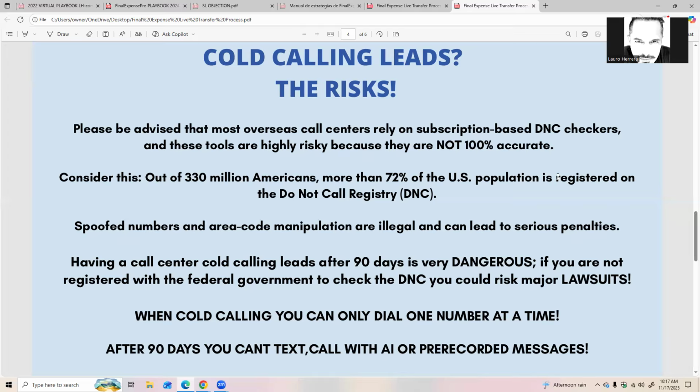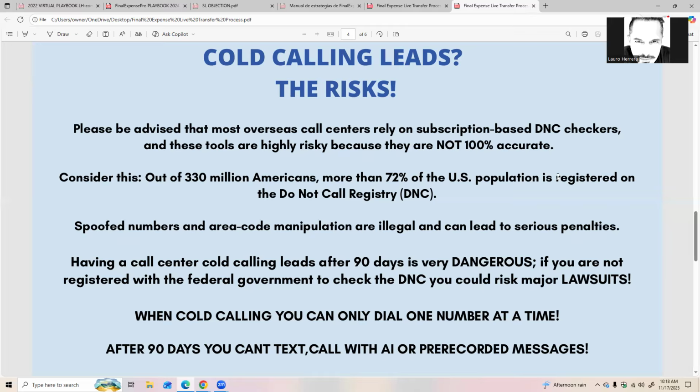Imagine if only 1% were not accurate because the call center cut a corner because they're not registered with the US government to telemarket, meaning they don't have the actual registry, the accurate registry. Imagine what 1% would mean to you if they were dialing 10,000 numbers a day. That's a huge risk. Such a small percentage makes a huge impact. Think about that.